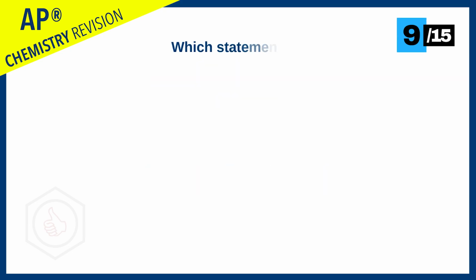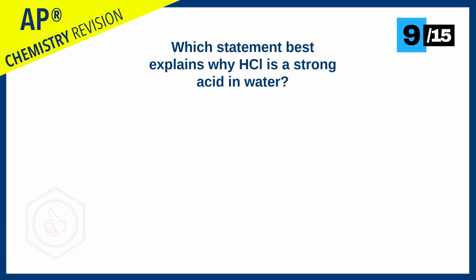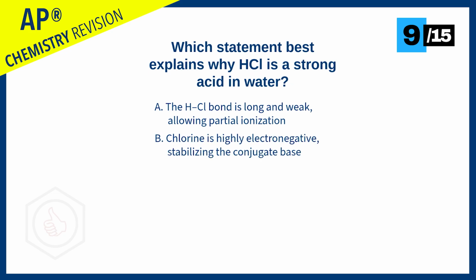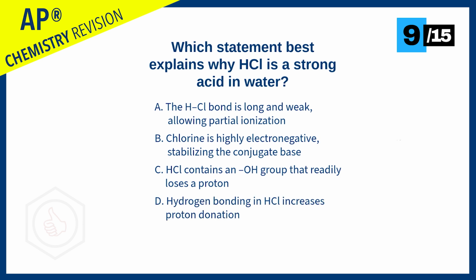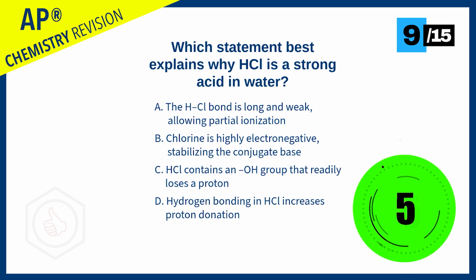Now, which statement best explains why HCl is a strong acid in water? The HCl bond is long and weak, allowing partial ionization. Chlorine is highly electronegative, stabilizing the conjugate base. HCl contains an OH group that readily loses a proton. Or hydrogen bonding in HCl increases proton donation.